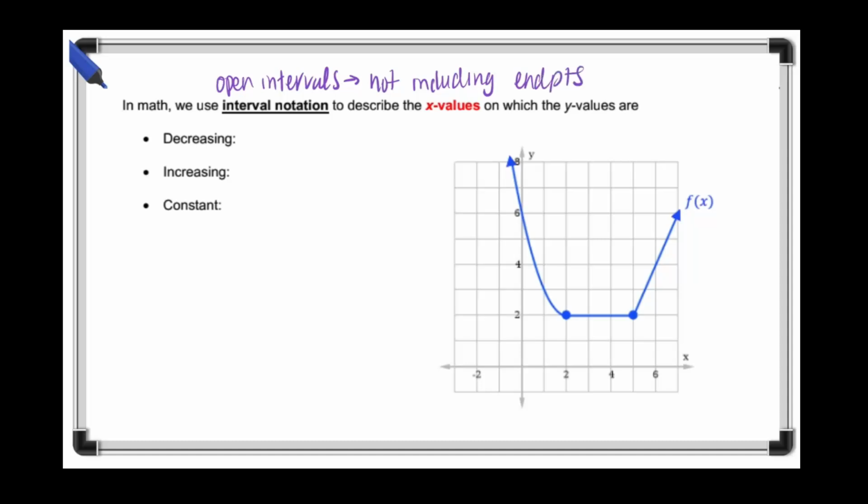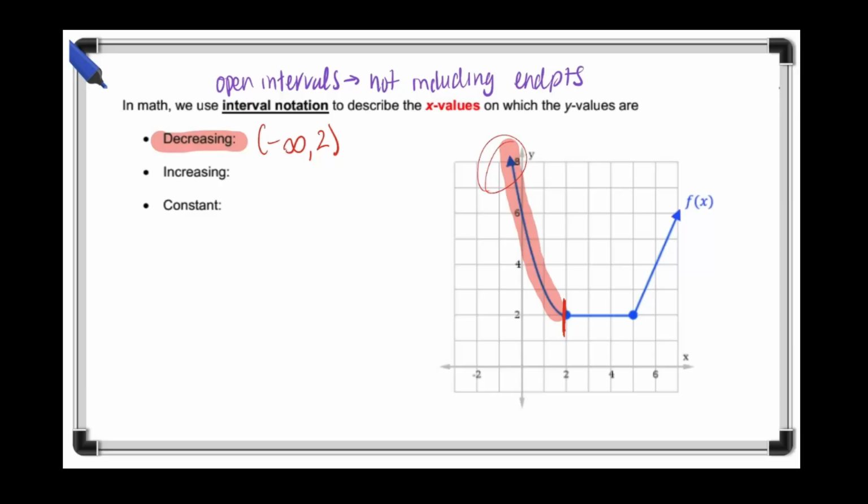All right, so what we are looking at with this picture is what the y values are doing. We're going to look first at where they are decreasing. The y values are decreasing in this little section here, and then you say what the x's are on which those occur. The x's go all the way from negative infinity to this x, which is 2, and then we put parentheses.